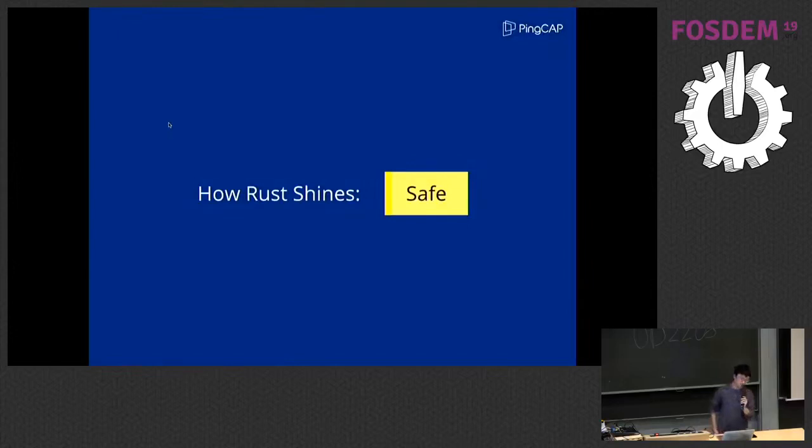Now let's see how Rust enables the Prometheus library to be very fast. Sorry, I made a mistake. It should be fast.